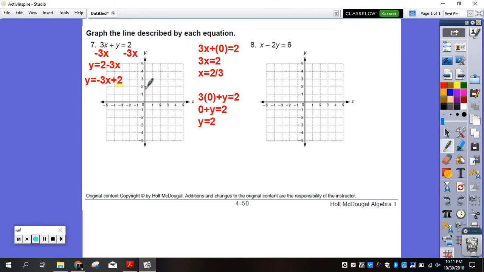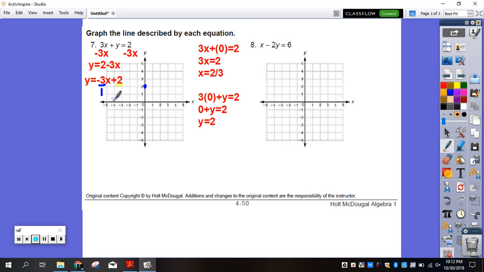So that means that on my graph, I would have a point at 2 on the y-axis. And then my slope is negative 3. And that tells me that from this y-intercept, I would use the slope of negative 3 to find my next point. Well, what we've learned in class is if I have a number that is not a fraction, I can turn it into a fraction by putting 1 underneath it.